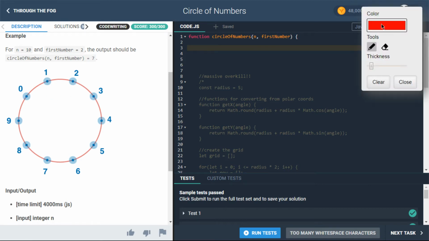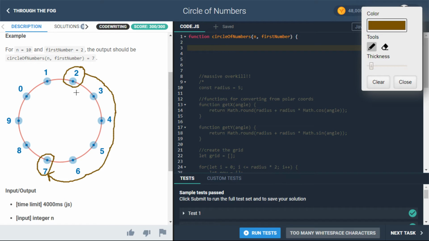So let's grab a cool color. You know, we haven't used brown yet today. Let's get brown in here. Okay, nice. So we're starting here, right? Now, how many numbers do we want to go around before we get to the 7? We're going to go 1, 2, 3, 4, 5, around to the 7.